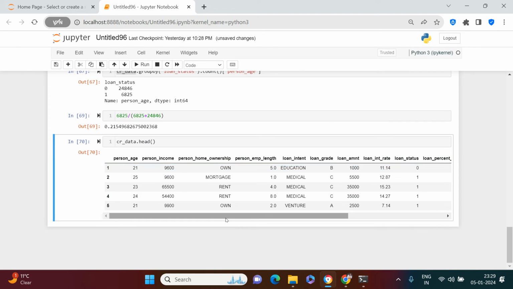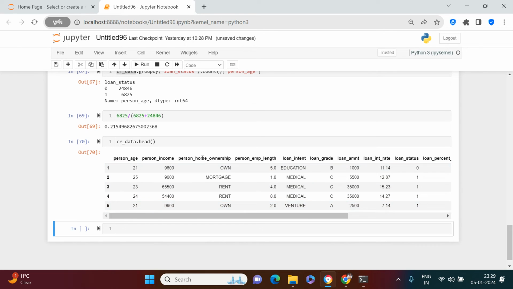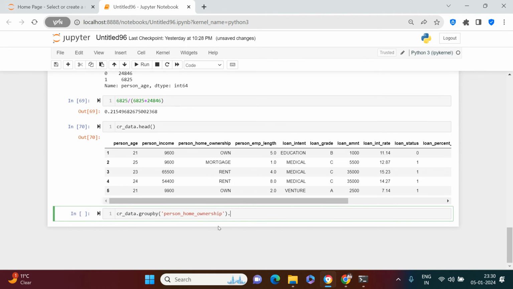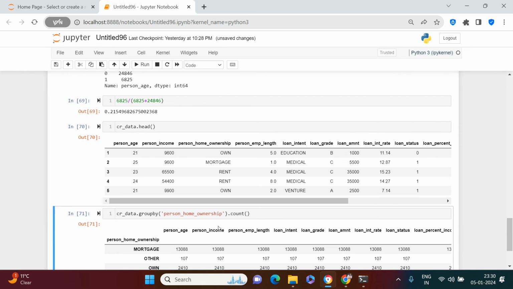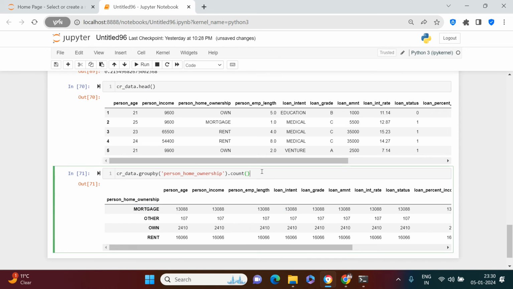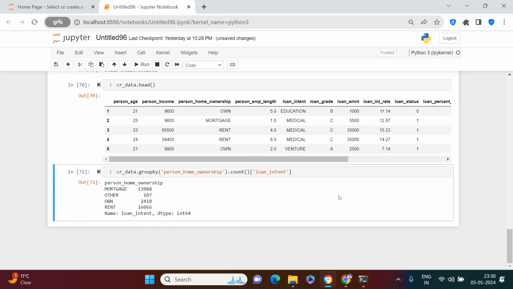What it shows is there are two categorical columns, this one and this one. Let's take them one by one. Cr data dot group by, and inside that let's see how many categories there are, what all the categories are that we have. This is the way which I prefer. You can always have a different way of doing things, that's absolutely fine. Okay, and I'm just going to take this one, and let's see.